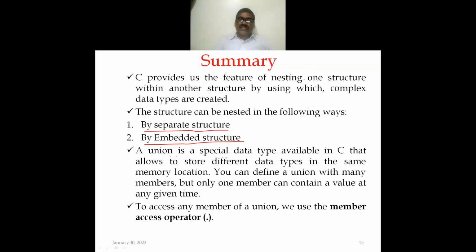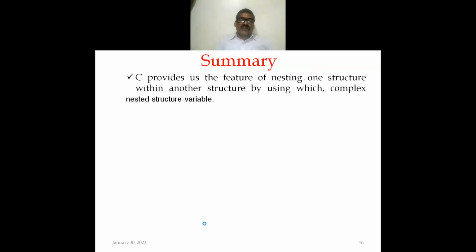A union is a special data type available in C language which allows us to store different data types in the same memory location. So you can define a union with many members, but only one member can contain a value at a given time. To access the members of a union, we can use the dot operator, similar to a structure.